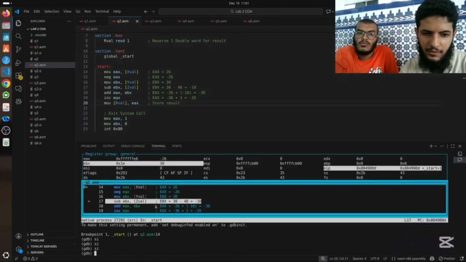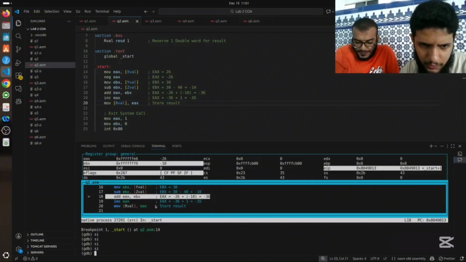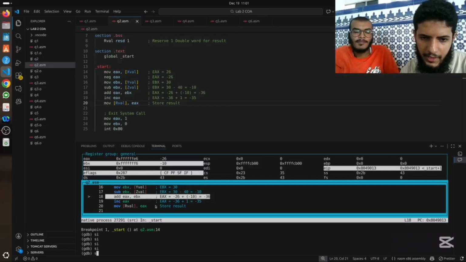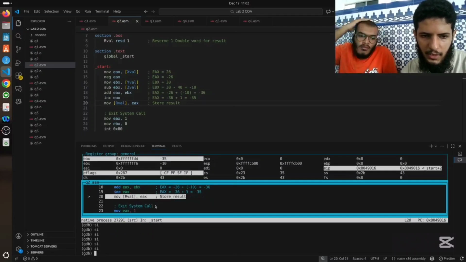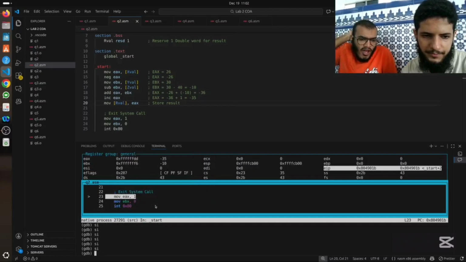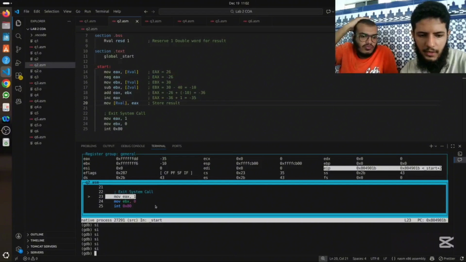I have 7 lines, so this is the third line where I do the subtraction, and this is the fourth line already, where I add the first value with the second value, which is minus 26 with minus 10, and then I'm going to increment, then I'm going to store the result. So here's the final result, and thank you very much. This is for my part.